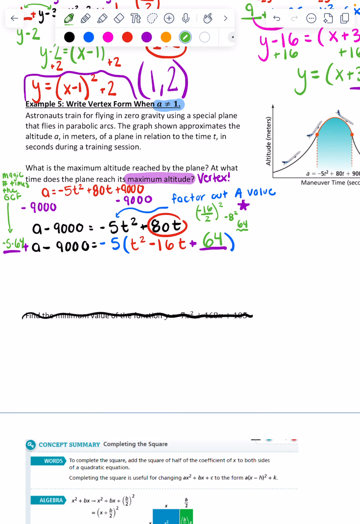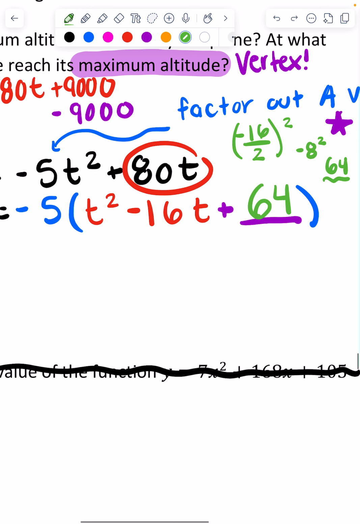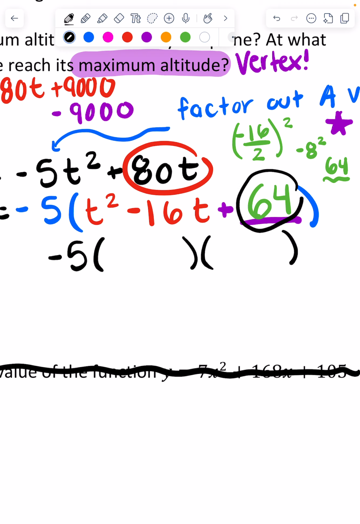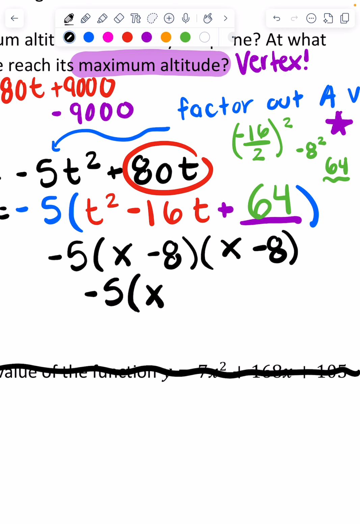All right, so we added in our blanks on both sides. On the left-hand side, we're always going to have to times that magic number by our GCF that we factored out. Now let's see where we can simplify. Let's go back to the right-hand side. We still have negative 5 out front, but now on the inside of my parentheses, I should have two numbers that multiply to c and add to b, and that number is negative 8. Negative 8 multiplies to 64, adds to negative 16, and now we have our binomial squared on the right-hand side.